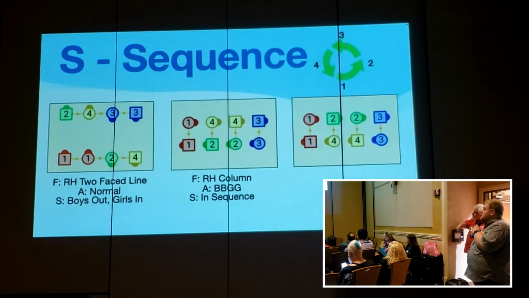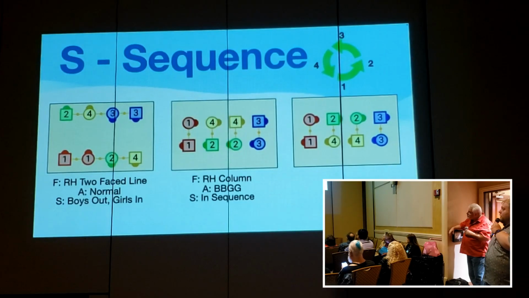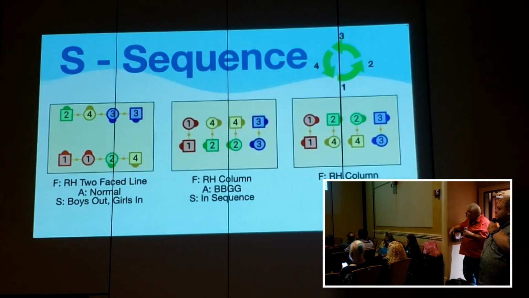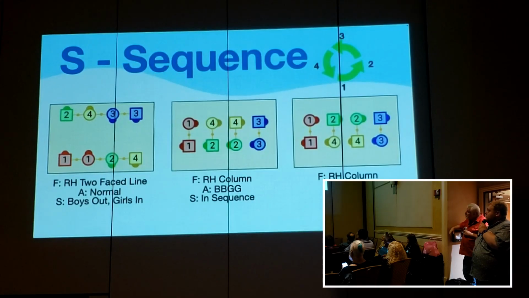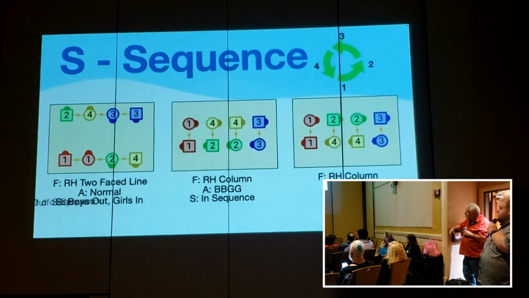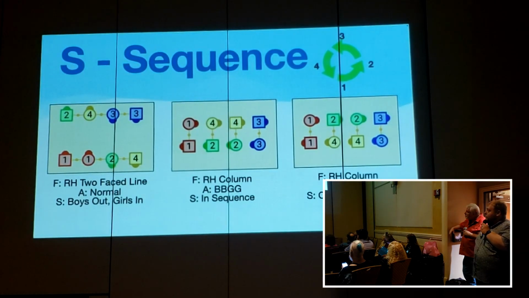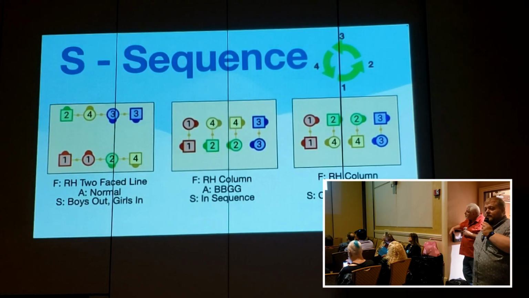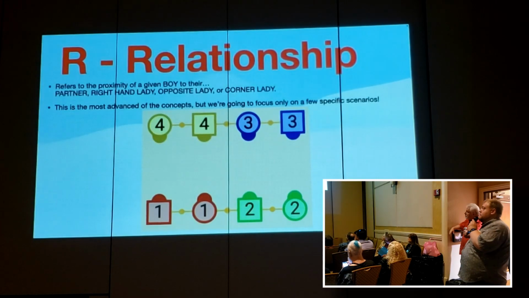Formation. Right-handed column. Arrangement. Boy, girl. Sequence. Boys are out. Girls are out. Everyone's out of sequence. So that leaves us the final letter, which is R for relationship.